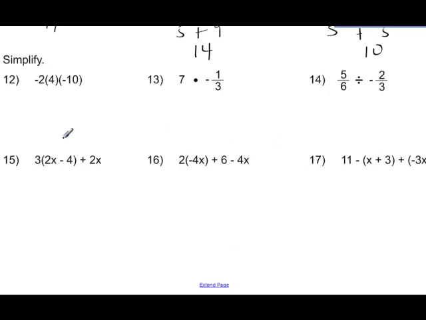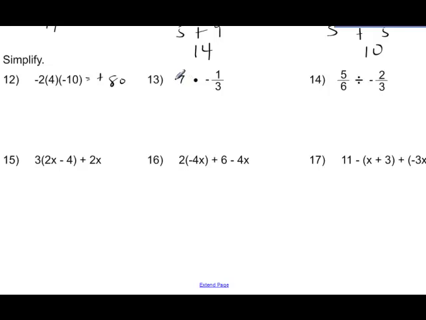Okay, number 12. Well, this is all multiplication. So I know that whenever I have two negatives in multiplying and dividing, it makes a positive. So negative times a positive would be negative, and then that negative times that negative would make it positive. So I find it just easier to just count the number of negatives to begin with. I know my answer will be a positive number. And then just multiply. 2 times 4 is 8. 8 times 10 is 80.